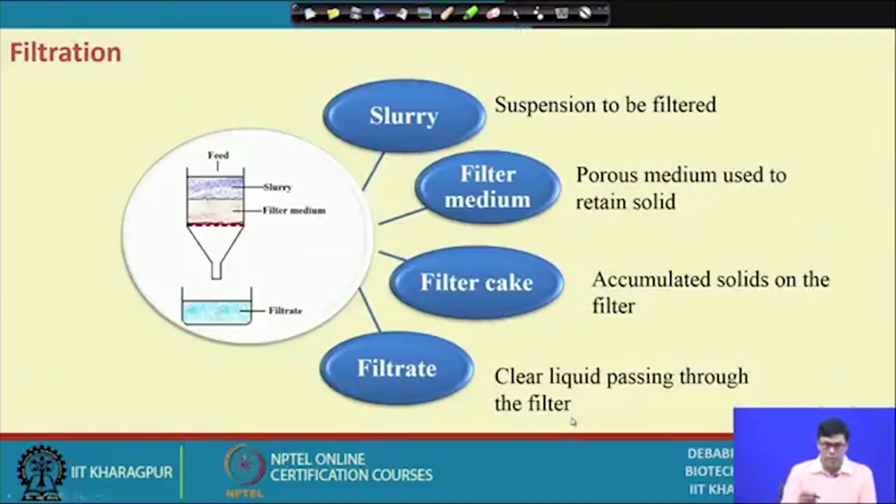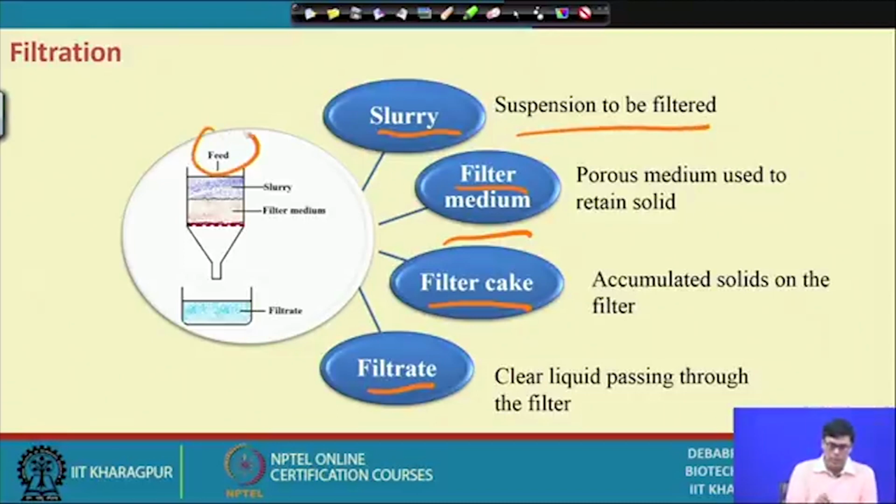Now in this filtration, we have different things involved. One is slurry, then we have filter media, filter cake and filtrate. Slurry is the suspension to be filtered. This is the feed that comes in the form of slurry and is to be filtered, so we put some kind of filtration media. When the porous media is used to retain the solid, we have filter cake. This is the accumulation of the solid on the filter, that is the cake formation, and whatever clear liquid comes out, we call it filtrate.